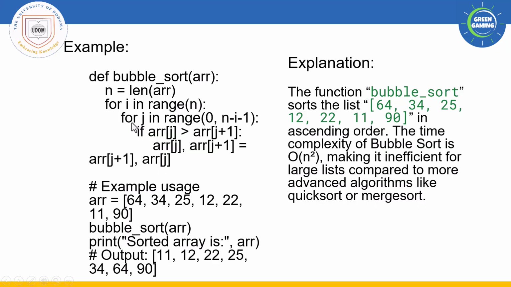We also have this inner loop, right? For j in range(0, n - i - 1). This inner loop goes through the unsorted part of the list, right? The range is 0 to n - i - 1, which means that with each pass we check fewer elements, as the largest one bubbles up to its correct position. The value n - i - 1 makes sure we don't check already sorted elements at the end of the list, right? Because if I already checked 64, I will continue to the right to check other elements.